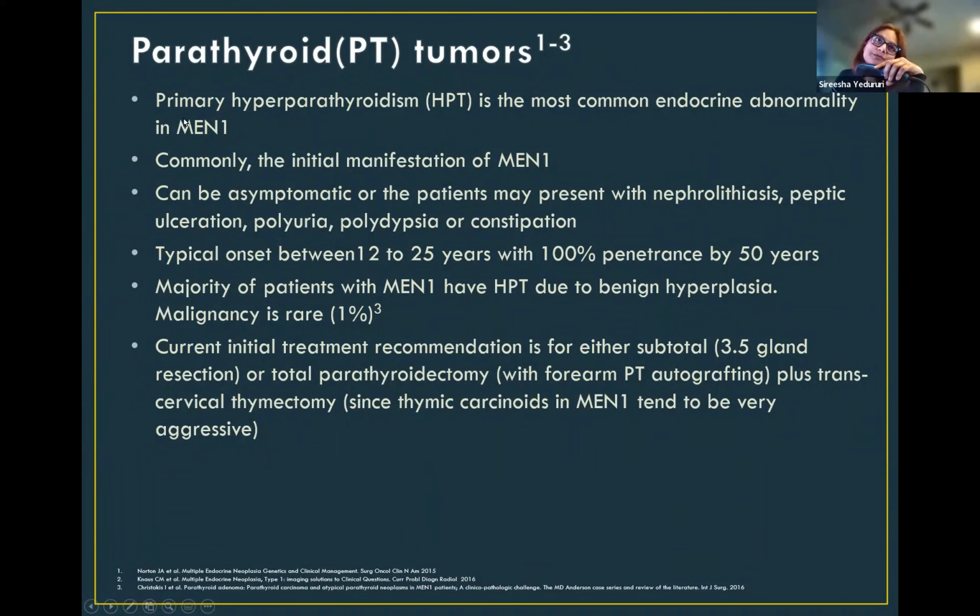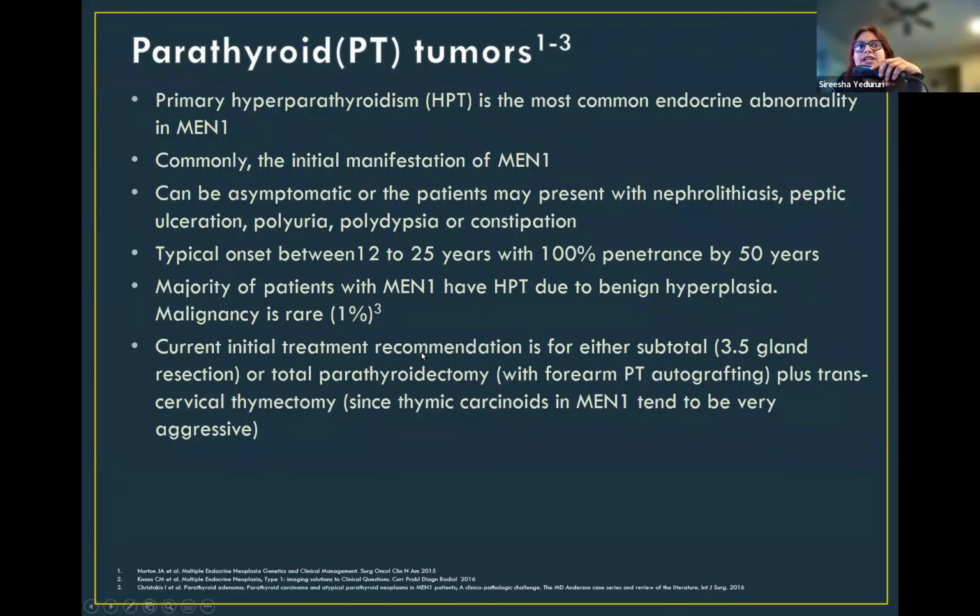And coming to the common tumors, the most common is the parathyroid. Again, primary hyperparathyroidism is the most common endocrine abnormality. It can be an initial manifestation of MEN1. It can be asymptomatic, or patients may present with nephrolithiasis, peptic ulceration, polyuria, polydipsia, constipation. Typical age of onset is about 12 to 25 years, and almost 100% penetrance by 50 years. The majority of the patients have benign hyperplasia. Malignancy is very rare; only 1% of the patients have malignant lesions. It's all diffuse hyperplasia.